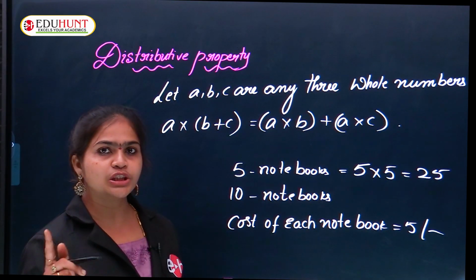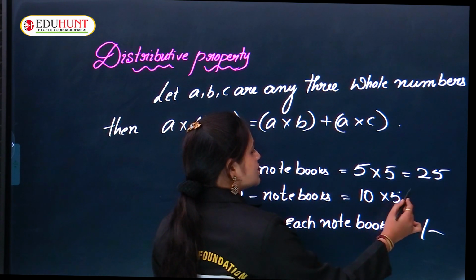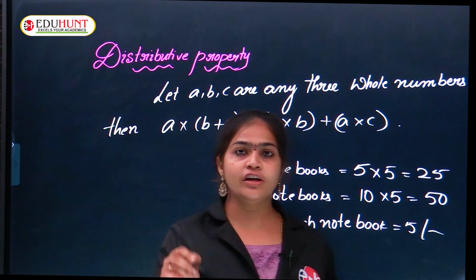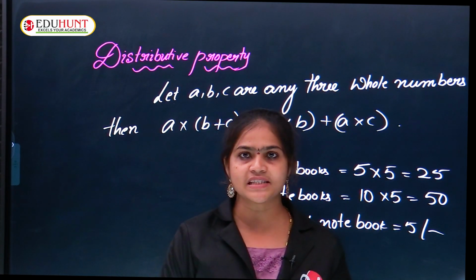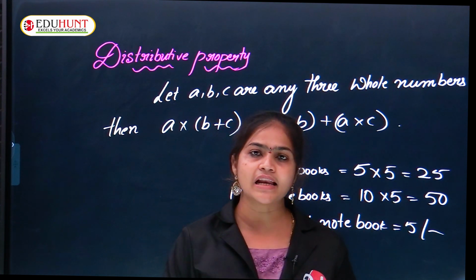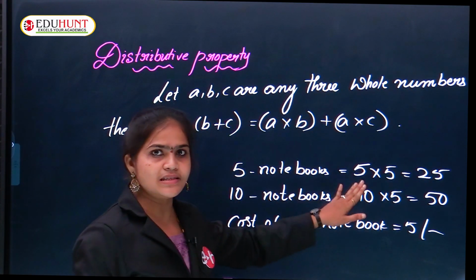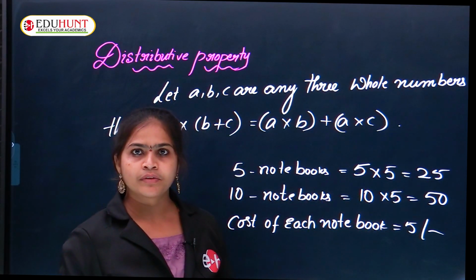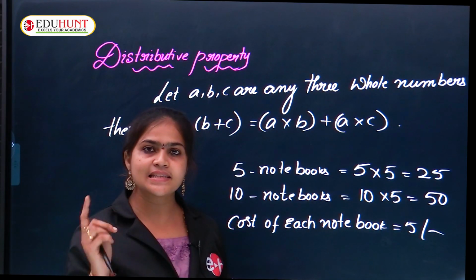And your friend, how much will he pay? He bought 10 notebooks and each one costs 5 rupees, then 10 fives are 50. Understood? For example, you and your friend both want to pay that amount together, for example, 100 rupees. Then how will you calculate those two? With individual calculation, it is like this: 25 rupees you have to pay, 50 rupees your friend will pay. Or you both go together and pay together.